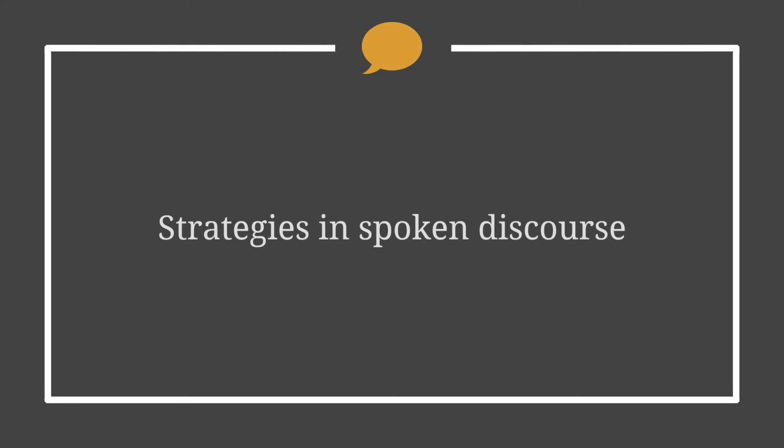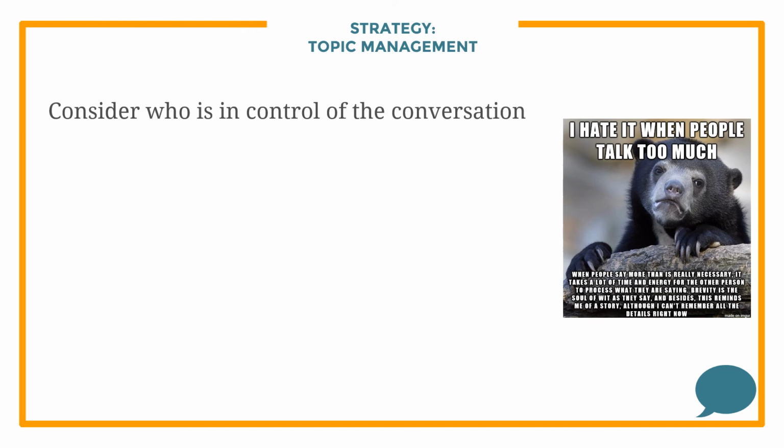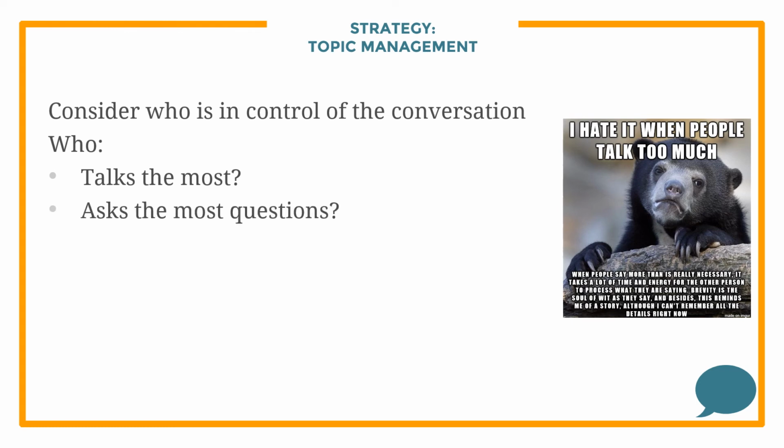Now we are going to look at the strategies that we use in conversation. So this is how we conduct ourselves within a conversation more than what we say. The first strategy is topic management, and topic management is all about control. We want to know who is controlling the conversation, who is in charge in some way. So we need to think about who might be talking the most, or who might be asking the most questions. Is there someone who has more authority in that conversation?